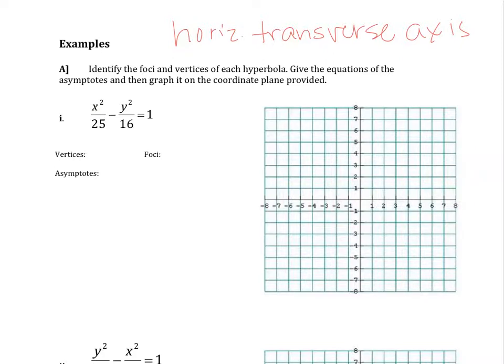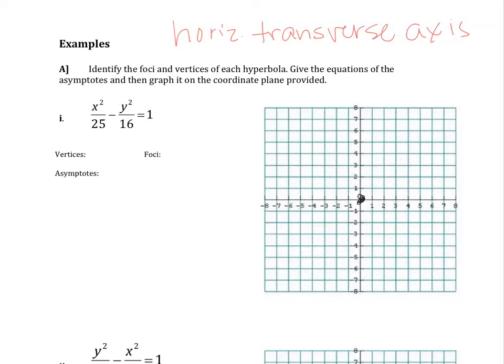And just a reminder that the transverse axis is where the vertices are. So our vertices are going to be horizontal along the x-axis in this case because our center is at the origin. We know our center is at the origin by looking at the equation because there's nothing being added or subtracted from the x squared and y squared. While the center is not actually on the graph, I do like to just draw it there.